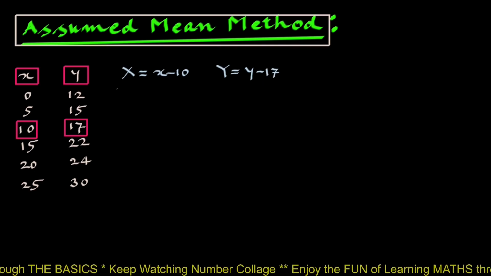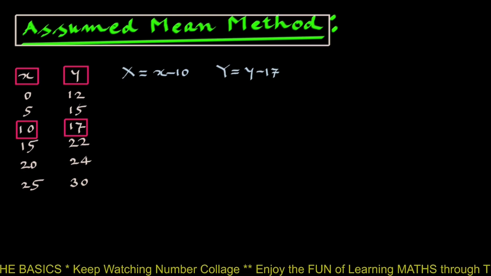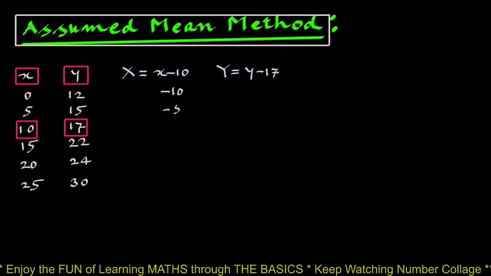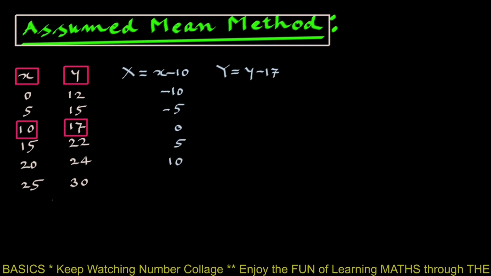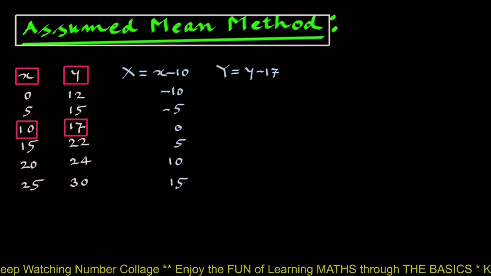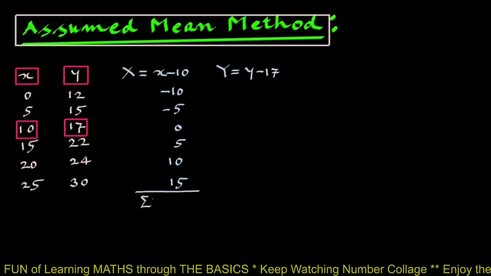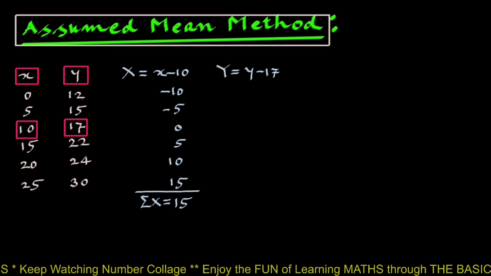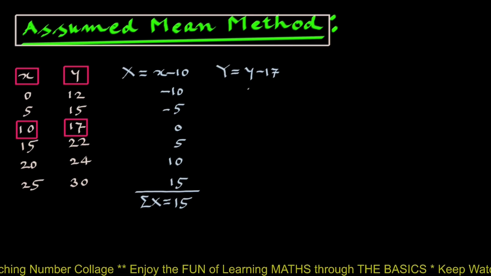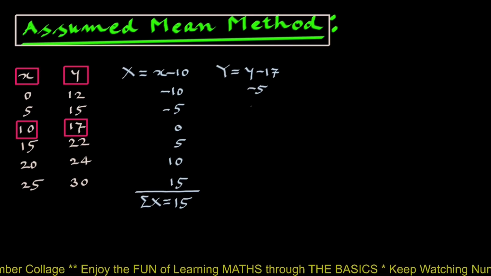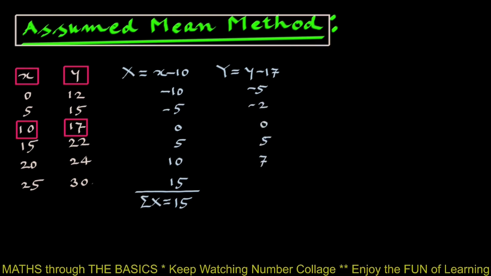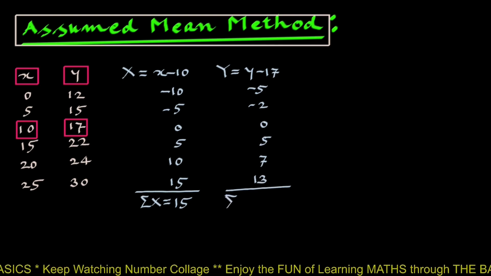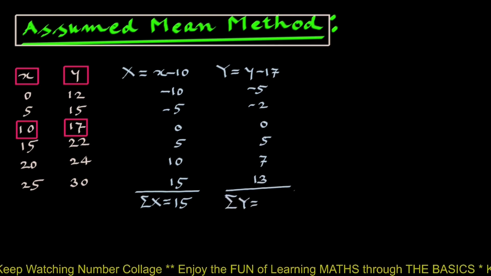Now the new values of x and y will be 0 minus 10, minus 10, 5 minus 10, minus 5, etc. and 25 minus 10, 15. And here we find summation capital X to be 15. Values of capital Y will be 12 minus 17, minus 5, 15 minus 17, minus 2, etc. and 30 minus 17, 13. And summation capital Y will be 18.